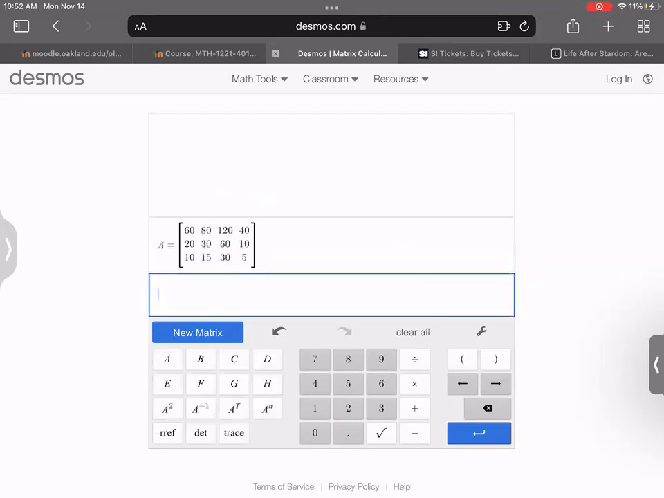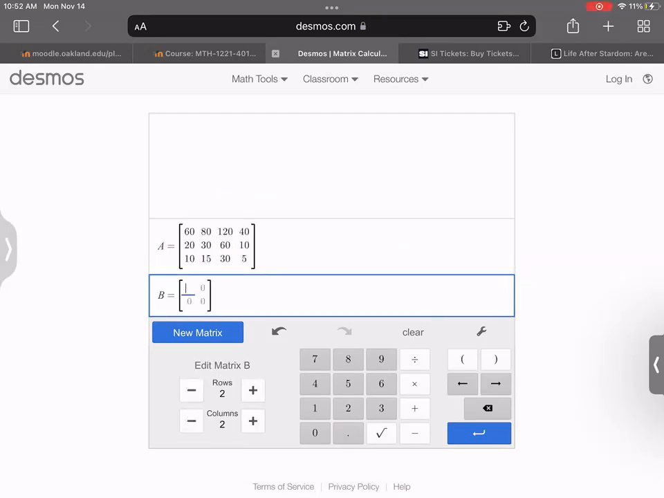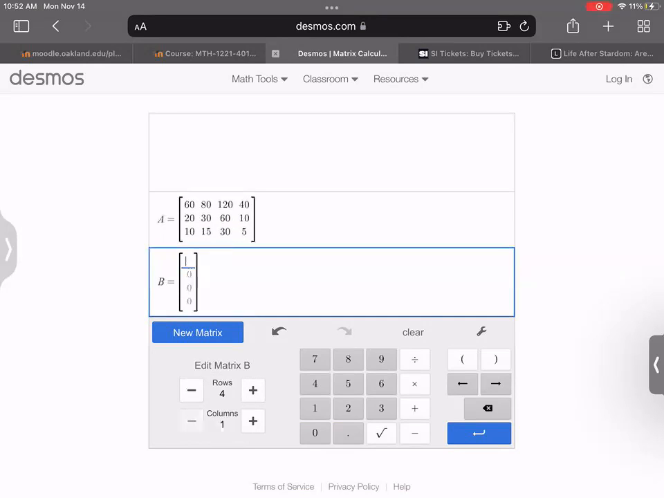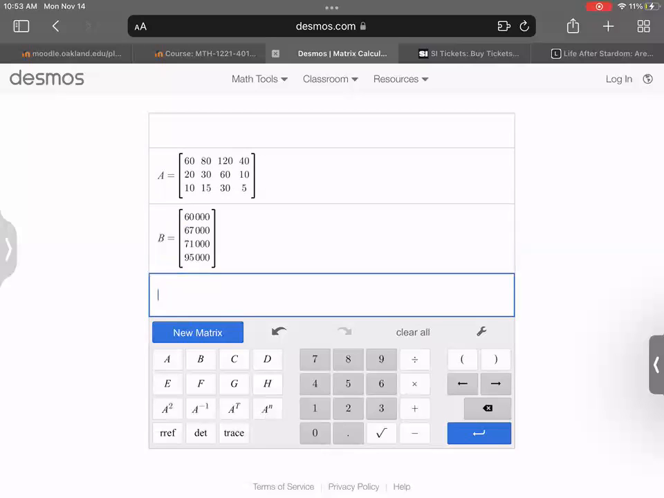Matrix B, new matrix, press new matrix. Matrix B is the 4 by 1, so 4 rows, one column. 60,000, 67,000. Oops. And then 71,123. And then 95. Right. And then A times B.